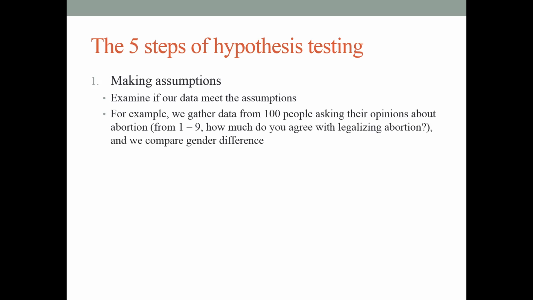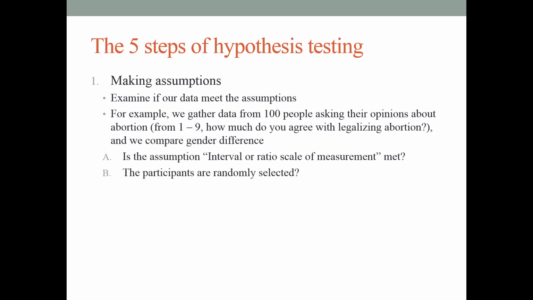So let me give you an example. If we gather data from 100 people asking their opinions about abortion, from 1 to 9, how much do you agree with legalizing abortion? And then we compare gender differences, men versus women. Now, let's examine those 5 assumptions. The first is the assumption interval or ratio scale of measurement met. It is. The clue is right here. From 1 to 9, this is our interval scale, so it's met.